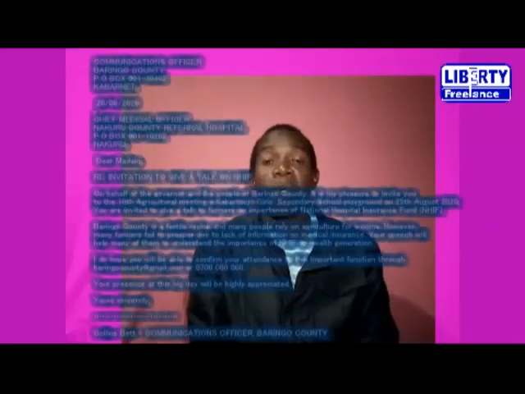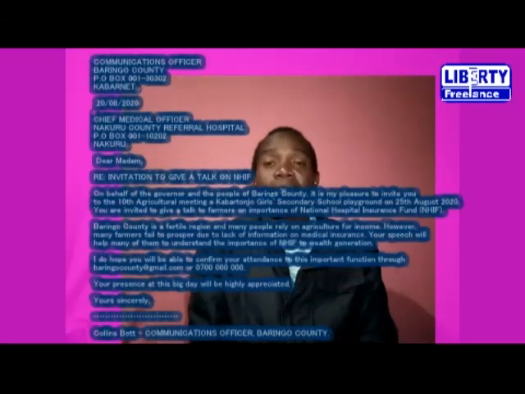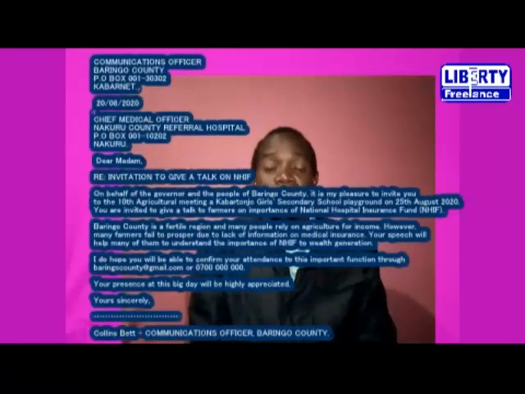The first address, which is your address as the communications officer according to the question: Communications Officer, Baringo County, PO Box 001, dash, which is the code now, 30302, Kabarnet. And then you jump one line and write down the date, 20th August 2020.